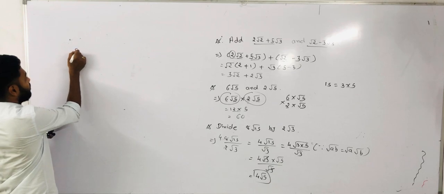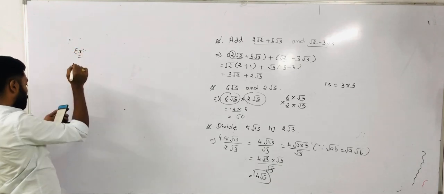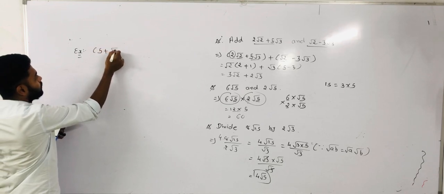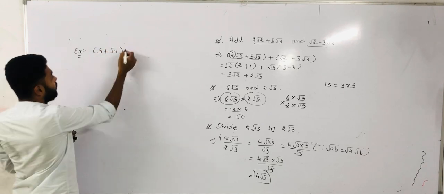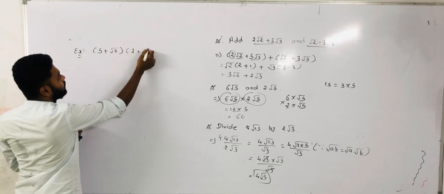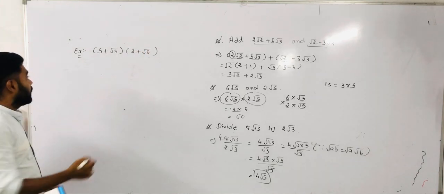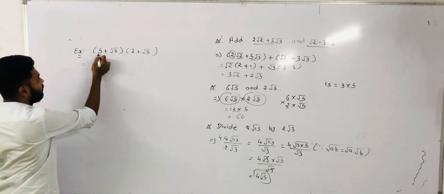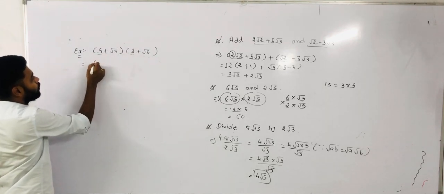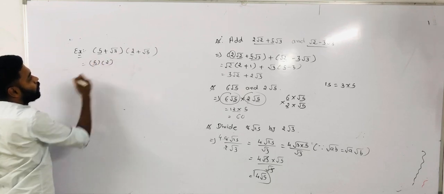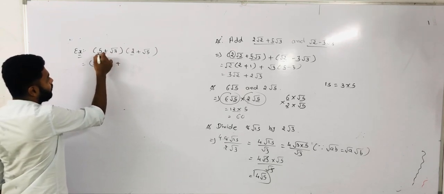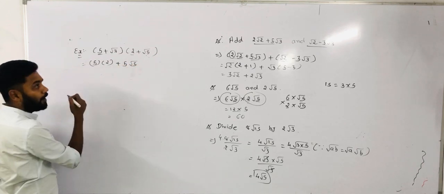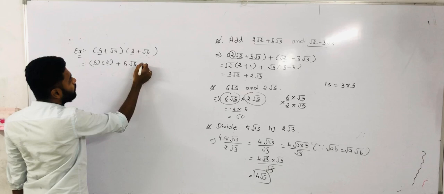So let's take one example. Multiply 5 plus root 7 and 2 plus root 5. So simply we have to open the bracket. First of all we will multiply 5 by 2, so 5 into 2. Then 5 and root 5, so 5 into root 5. Then root 7 and 2.